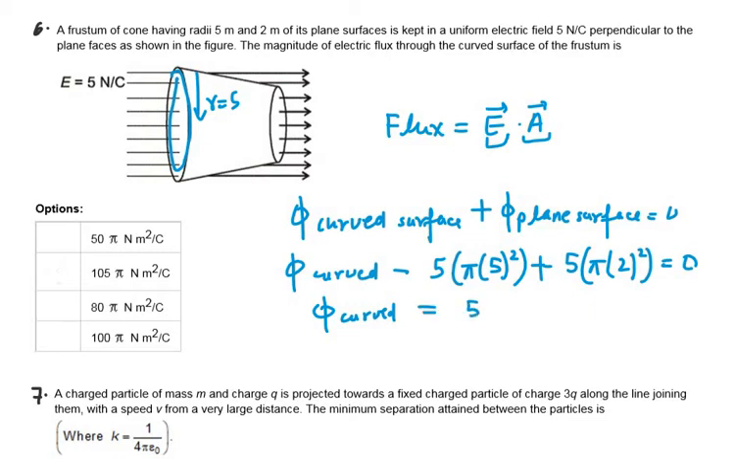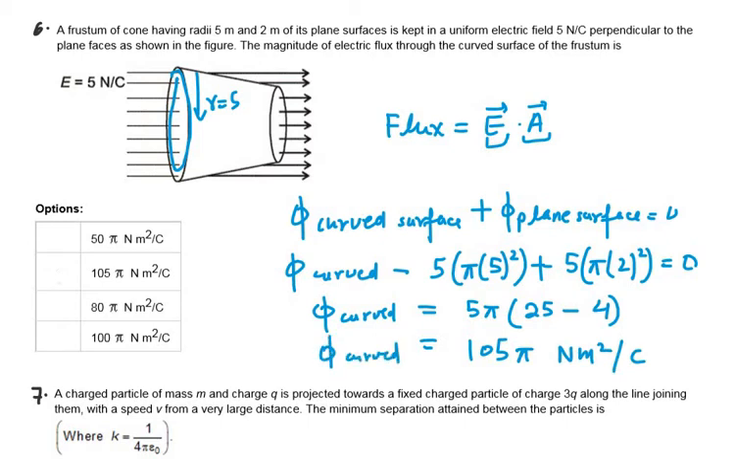So phi curved will be 5 pi, 5 square is 25, 25 minus 4. So it will be 21, into 5 is 105 pi Newton meter square over Coulomb. So this will be phi curved, the electric flux through the frustum. So the right option is second part. Now moving on to question number 7.